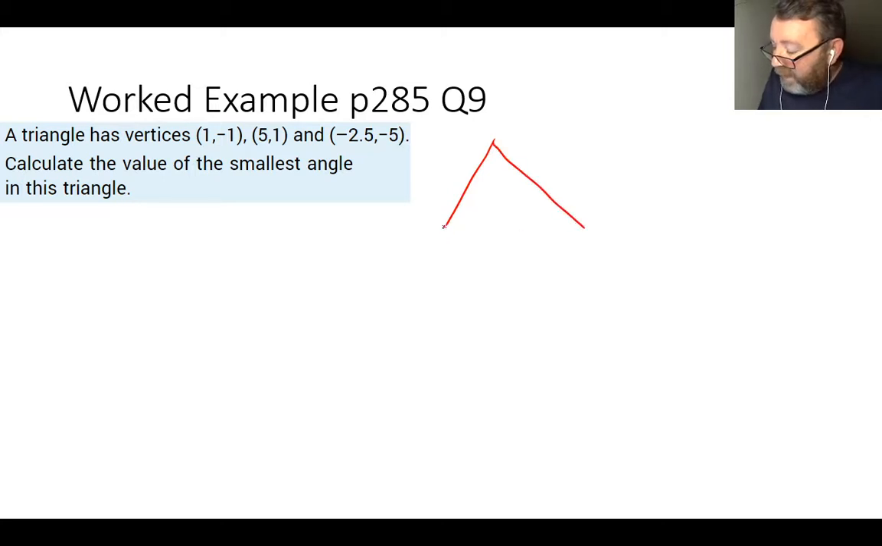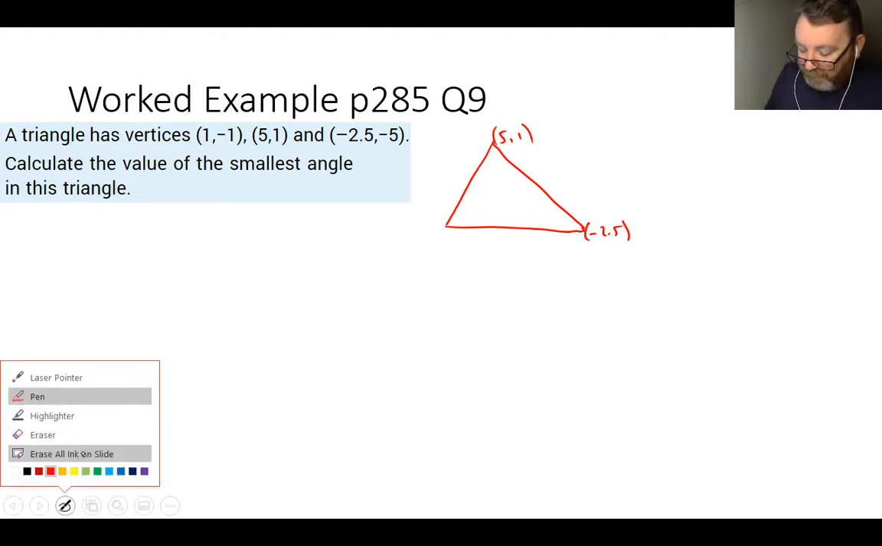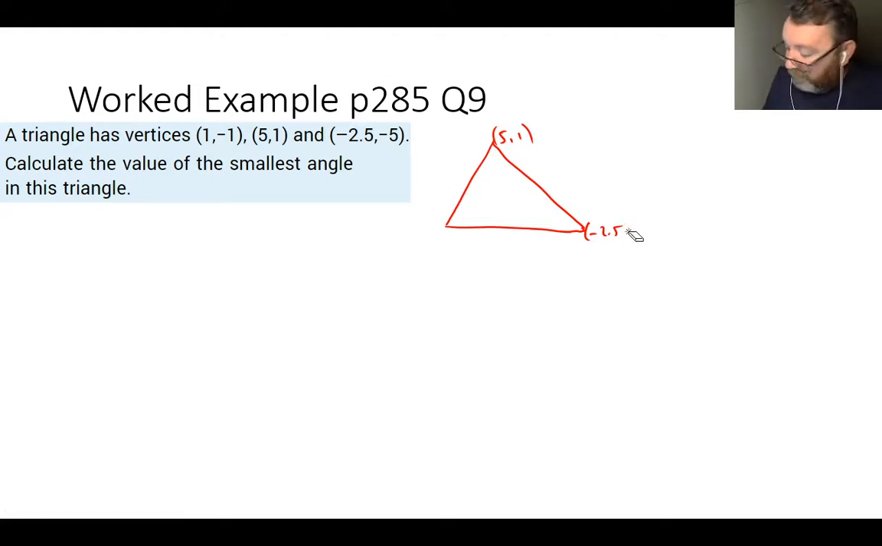It doesn't have to be to scale. It doesn't even have to be in the right order, orientation, nothing. 5, 1, okay, minus 2.5 minus 5, whoops, minus 2.5 minus 5 for the full point. And then this point here, 1 minus 1. Okay, now find the value of the smallest angle.